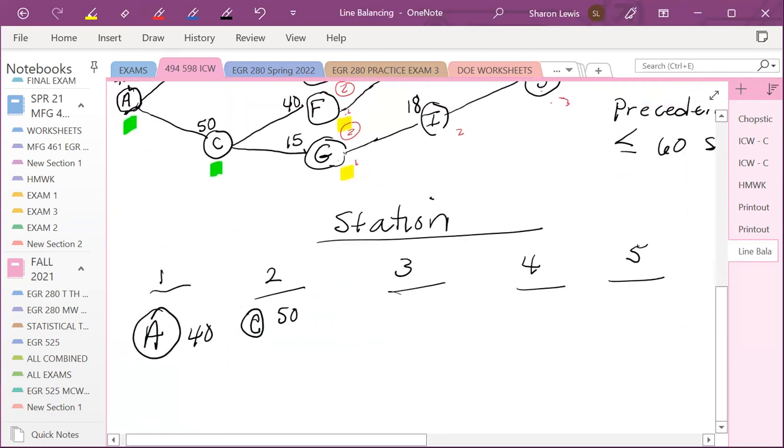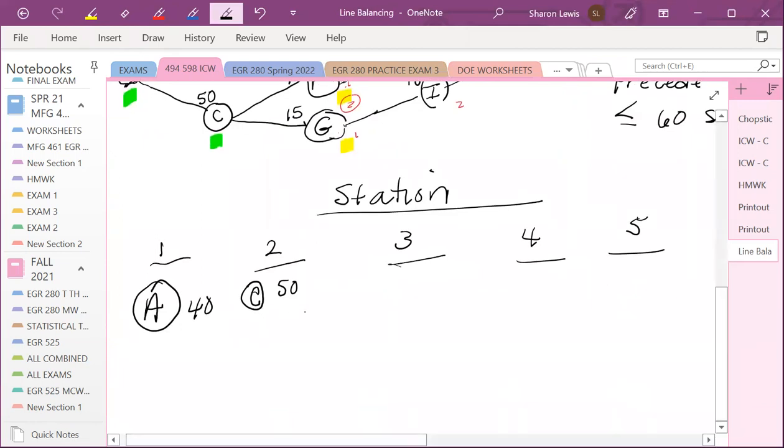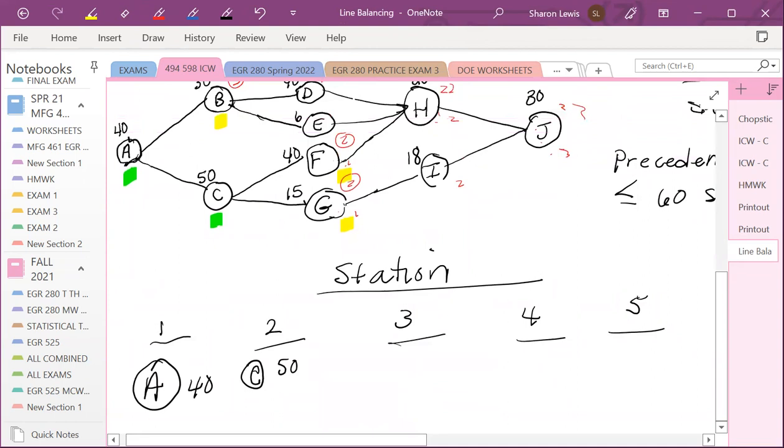B is 30, so it can't go in station two, because we exceed 60. So let's go to our next most number of followers. Well, F and G were the same, two followers for each one of them. I can see that F certainly can't fit in there, because if I put F in, that's 90, which exceeds 60. Can I put G in? G is tied for most number of followers, though G can't fit in either. So none of them can go into station two.